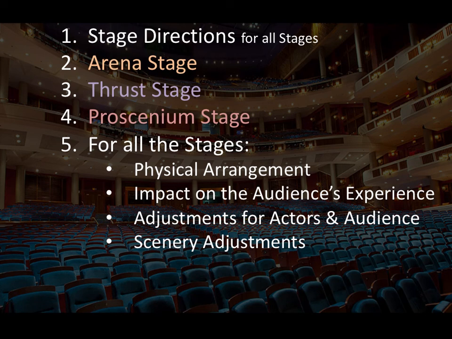And that is frequently a big decision that the director and the scenic designer need to make if they're working in a black box situation. So there you have it. We've looked at the stage directions that we use for all the stages. We've looked at physically the differences between the arena, thrust, and proscenium stages. And then we've talked about the impact on the audience experience, the adjustments actors and audience members need to make, and the adjustments we have to make in terms of scenery.